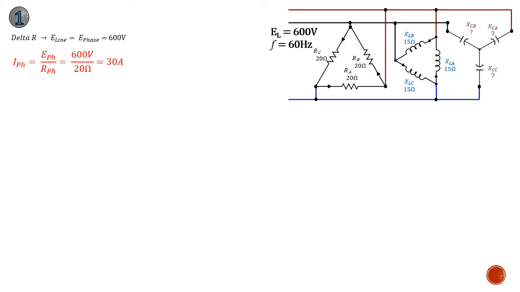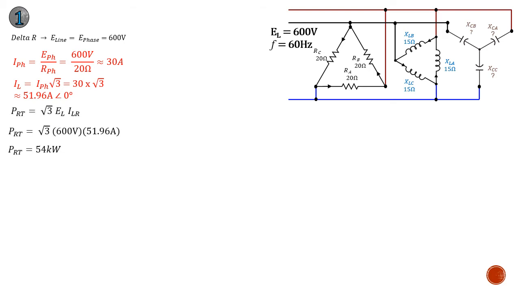Now, knowing that it's a delta, we have to convert our phase current to a line current, where two phases will come together to give us a larger line current. Since they're equal, we can use the multiplying factor of √3. And that gives us 51.96 amps. It's resistive, so it's at 0 degrees. With our line current in hand, we can calculate our total true power in watts. And in this case, it works out to be 54 kilowatts.